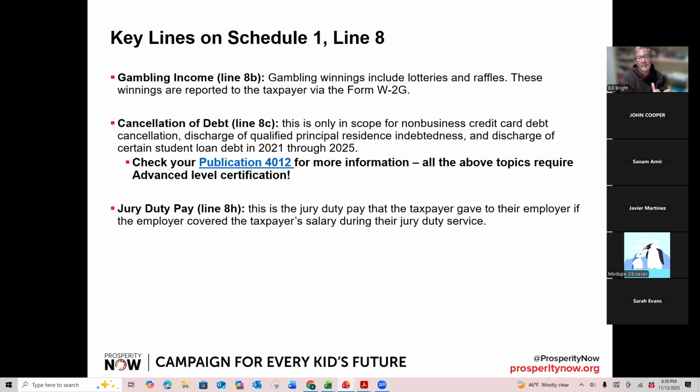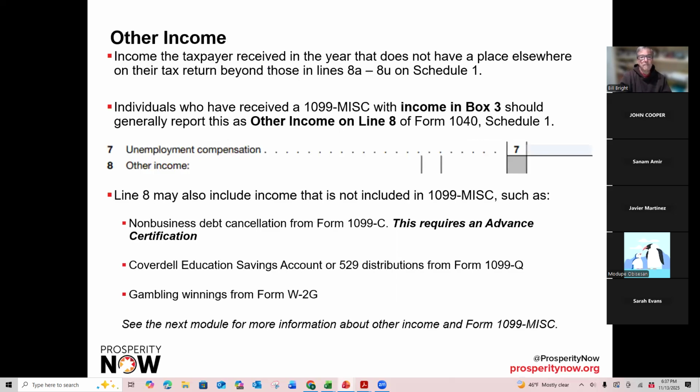Also, credit card debt is not subject to tax in the state of New Jersey. Again, jury duty pay: if they said they got it and weren't reimbursed by the employer, it's taxable. Place elsewhere.